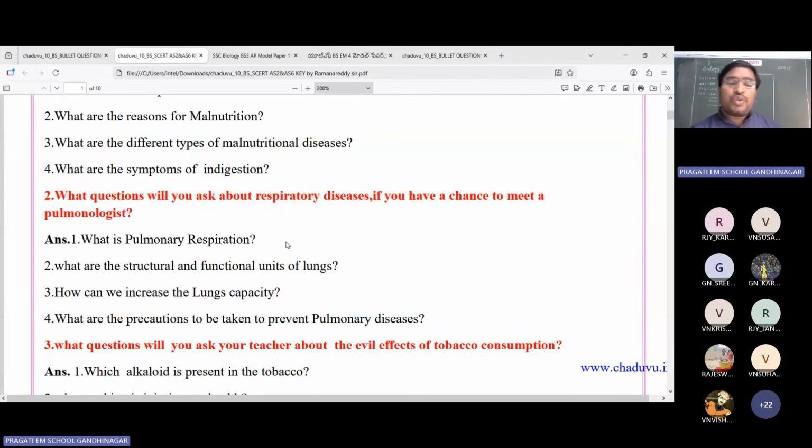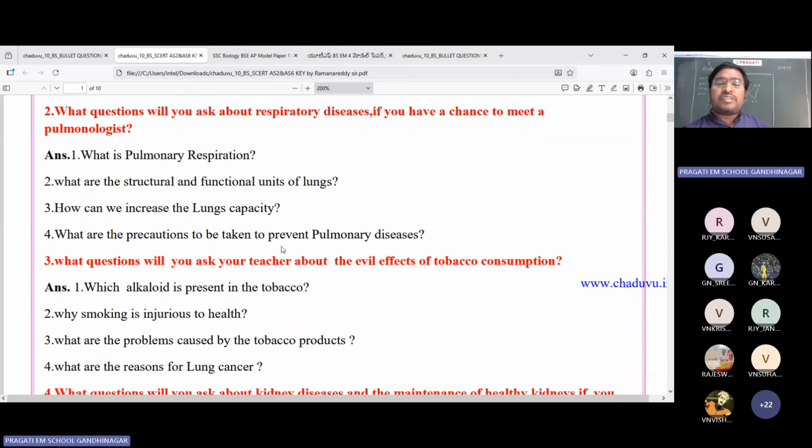So what questions will you ask about respiratory diseases if you have a chance to meet a pulmonologist? What is pulmonary respiration? What are the structural and functional units of lungs? How can we increase the lung capacity? And what are the precautions to be taken to prevent pulmonary diseases?